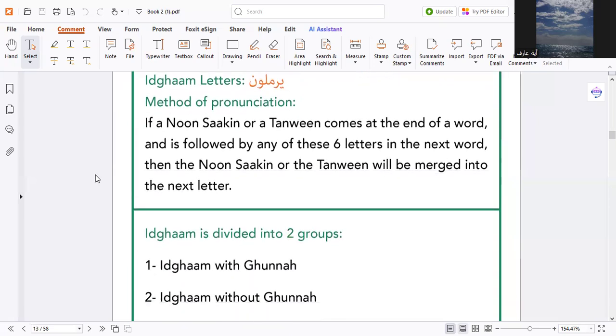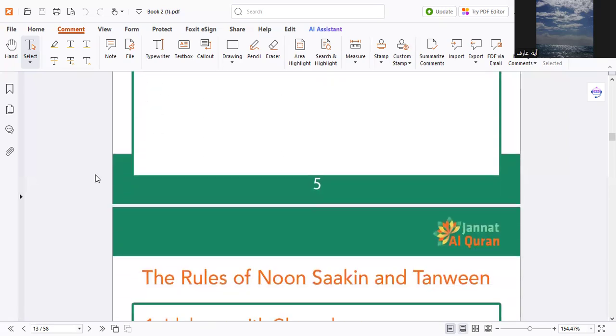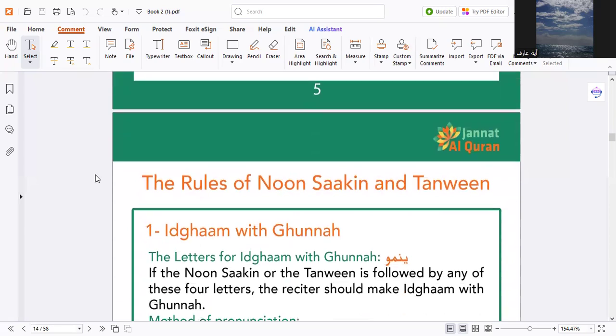But before practicing, we should know that idgham is divided into two groups: idgham with ghunna and idgham without ghunna. The word yarmilun contains the letters that come after a noon sakina or tanween, and then the tajweed rule here should be idgham.